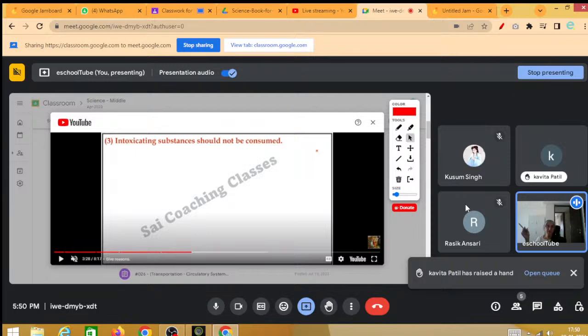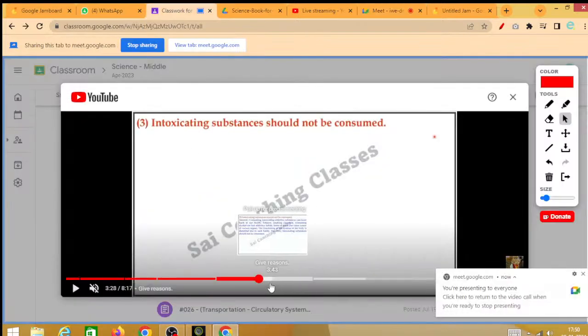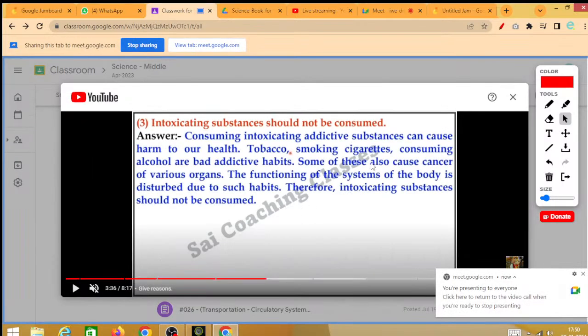Why? What is the reason? Ma'am, because they harm our body directly or indirectly, and they also harm our digestive system and nervous system. And the liver is affected because of alcohol. And ma'am, it also leads to cancer. Mouth cancer. Okay. So read this answer. Let Anjali read the answer.